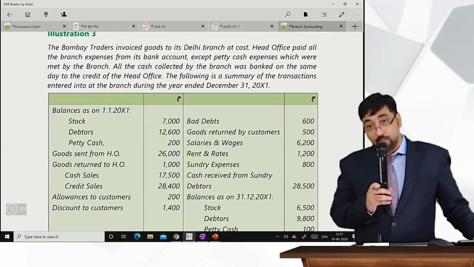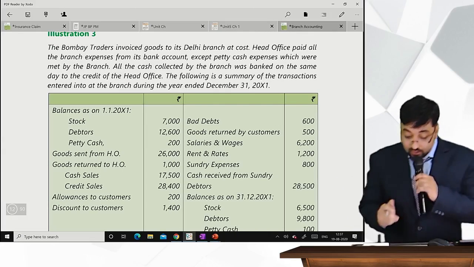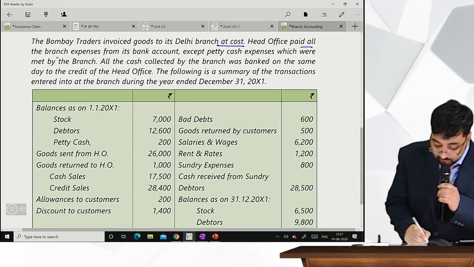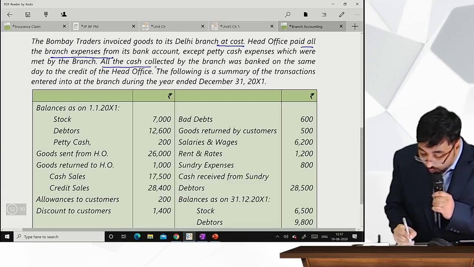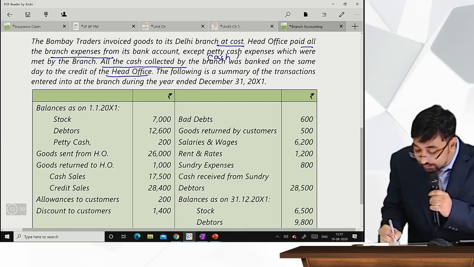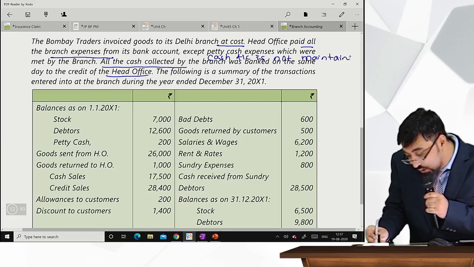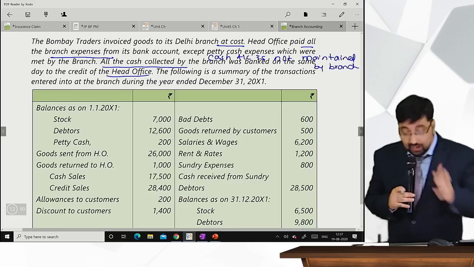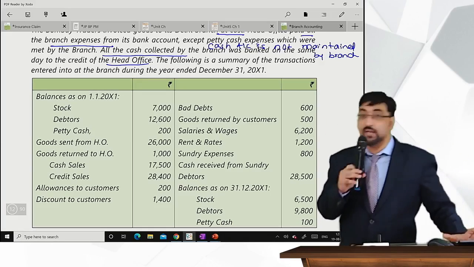Now I will not wait for you. This is now exam timing. The Bombay traders invoiced goods to Delhi at cost. Head office paid all branch expenses. So this is an important sentence: all expenses except petty cash. So it is the same problem as illustration number 1. All cash is remitted to head office on the same day. So tell me whether the cash account is maintained or not. Very good. The cash account is not maintained by the branch. So we are not going to open the branch cash account in the memorandum accounts, and in the stock and debtors method also.